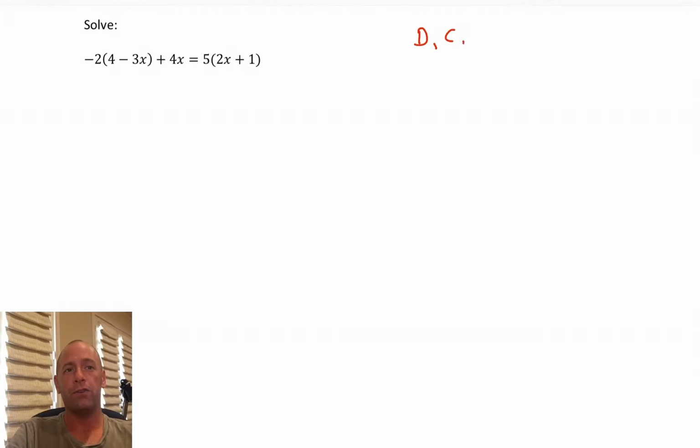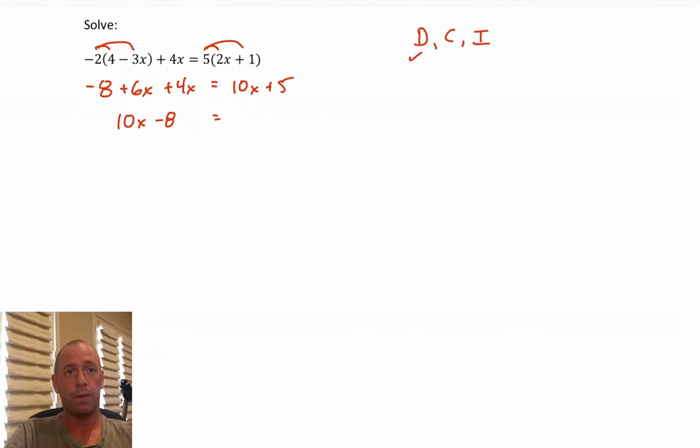In a previous video I showed you this acronym DCI, stands for distribute, combine your like terms, and then use inverse operations. So I've got brackets, let's get rid of them using the distributive property. I see I have negative 8 plus 6x plus 4x, that'll be 10x plus 5. So now I've distributed, I can combine my like terms. So I look on the left, I see I've got 6x's and 4x's. I can combine those to get 10x. Subtract 8 equals 10x plus 5.